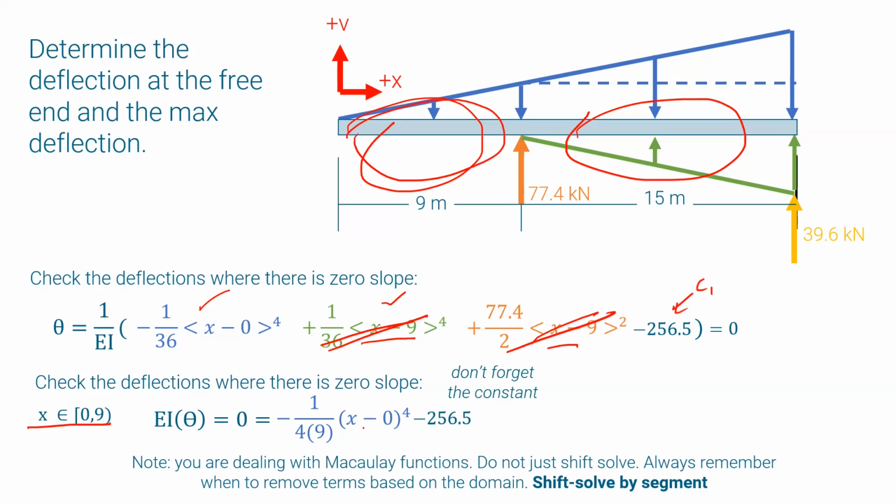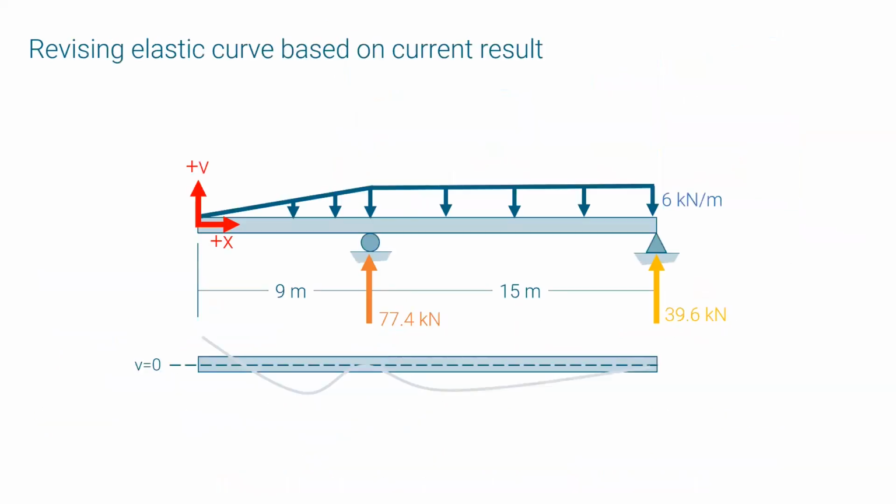So, pag shift solve mo to, ang makukuha mo is wala kang real na root ng x. Okay? So, ano yung implication nun? Ibig sabihin, from 0 to 9, wala kang zero slope. Okay? Tapos, pag na-determine mo yun, pwede mo na ulit i-revise ng elastic curve. So, previously, this is what our elastic curve looks like. No? And nalaman natin, wala ka dapat zero slope dito sa 0 to 9. So, perhaps, ganito yung itsura ng elastic curve.